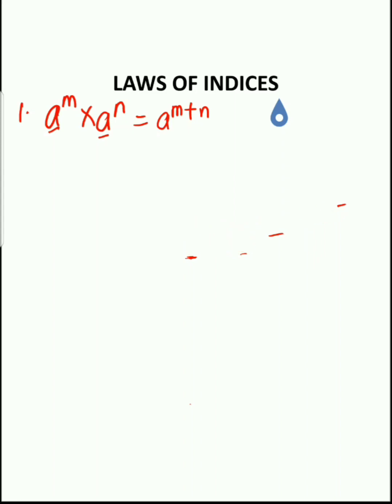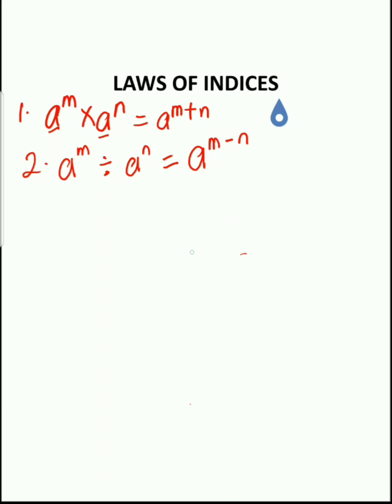2. The second law here is a raised to power of m divided by a raised power of n can be expressed as a raised power of m minus n. This law makes provision for expressions in the same base when we are dividing. That is, when we are dividing expressions in the same base, we can write it as the base raised to power the difference between the powers.